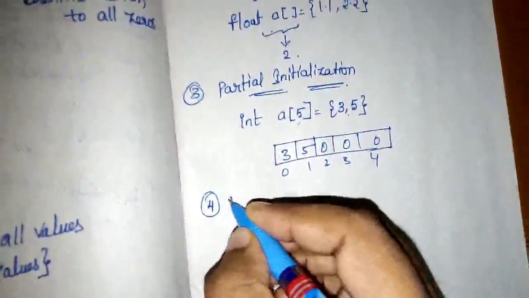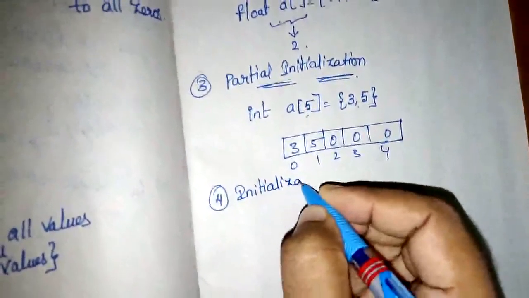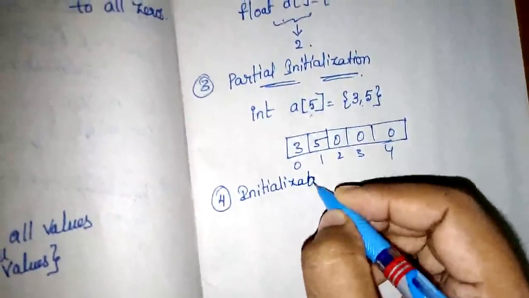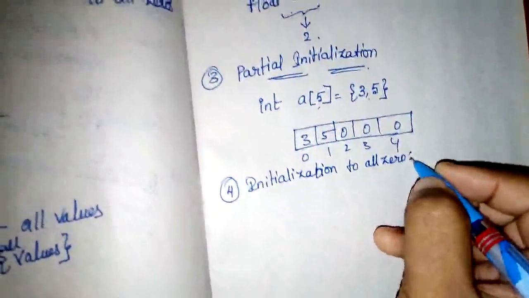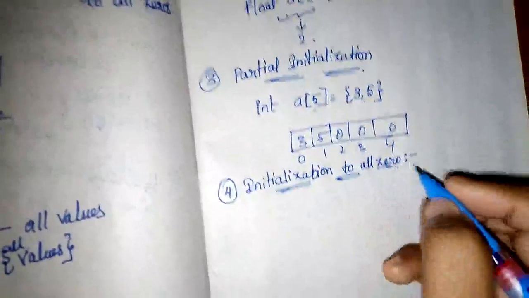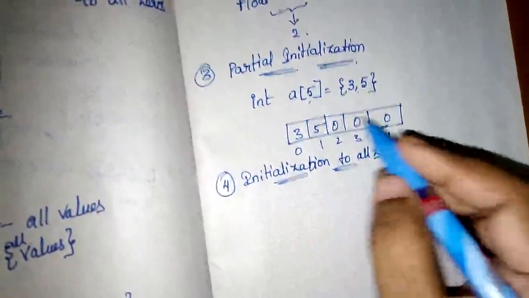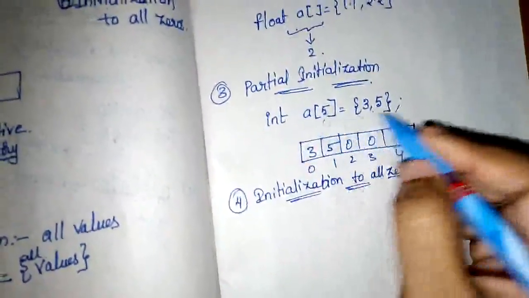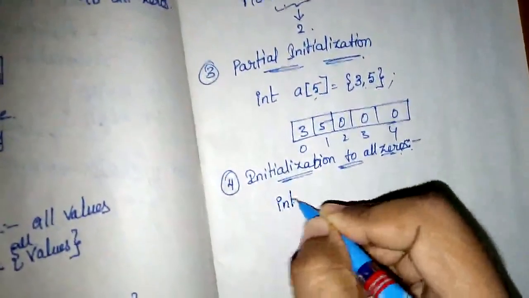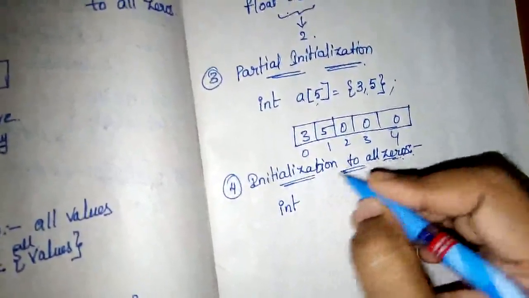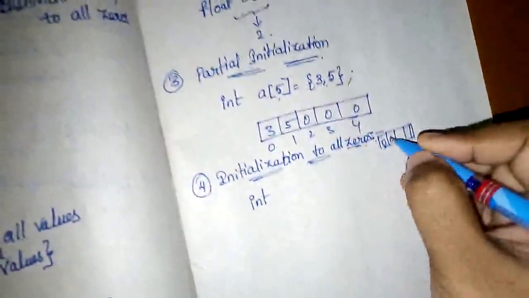Then the last initialization we have is initialization to all zeros. So initialization to all zeros. In this method, here we will follow the rule of partial initialization. So as we know, in this method, our requirement is the total array should be filled with zeros, right?